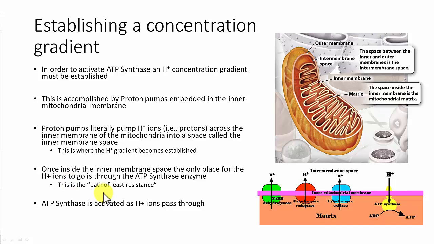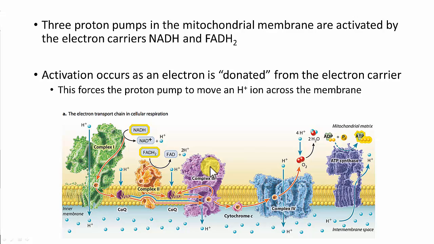So, as it says down here, the H+ ions are trapped, and the path of least resistance for them to exit is actually through the ATP synthase enzyme. So here's a figure showing the enzyme complexes involved in that process.